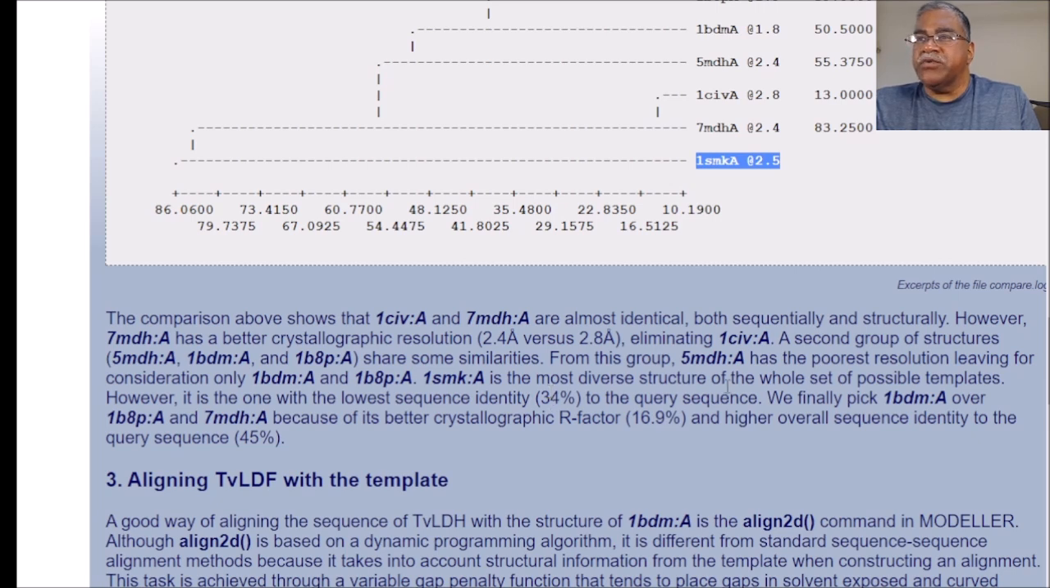To the query sequence, SMK is the most diverse, and somewhere it says it has a lower sequence similarity, so it could be somewhere here, but it's not listed correctly. So let's just take their word for it, and so we throw that one out because it's the lowest identity. Then we finally pick 1BDM because it has a better R factor.